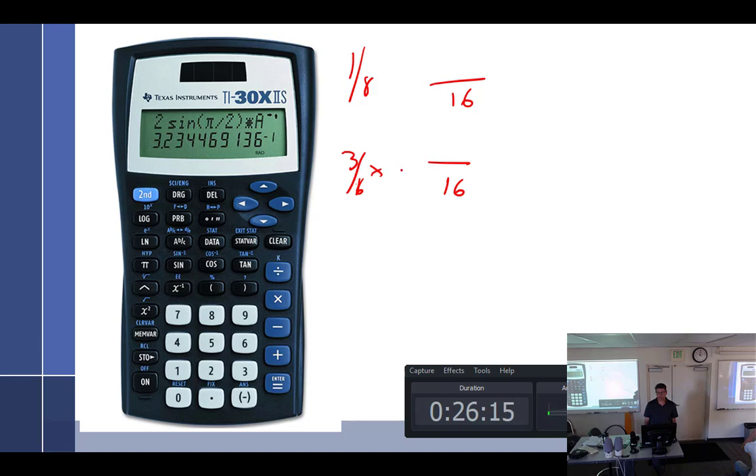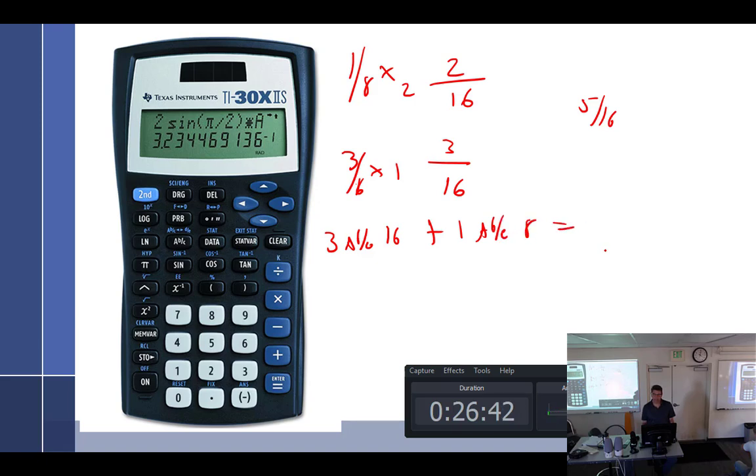So this is times 1, so 3 times 1 becomes 3. And this is 8 times 2 is 16, so 1 times 2 is 2/16. And so then you add the 2 and the 3, so you end up with 5/16. Well, how about using our calculator now? 3 ABC 16 plus 1 ABC 8 equals, done? How sweet is that?